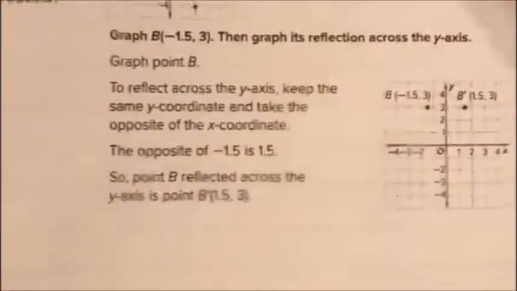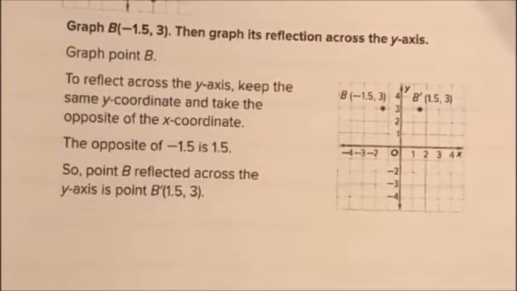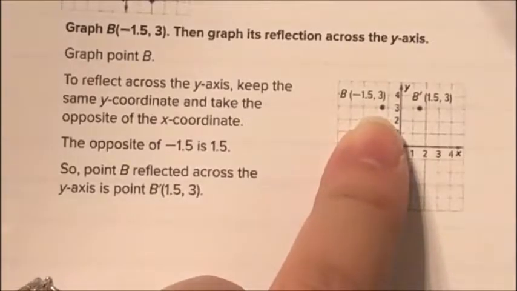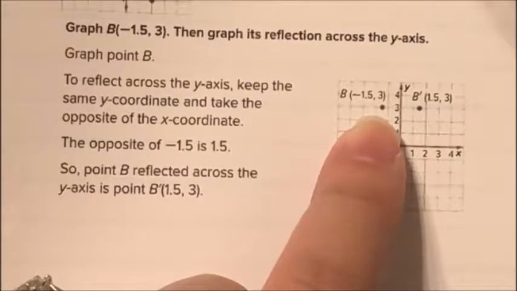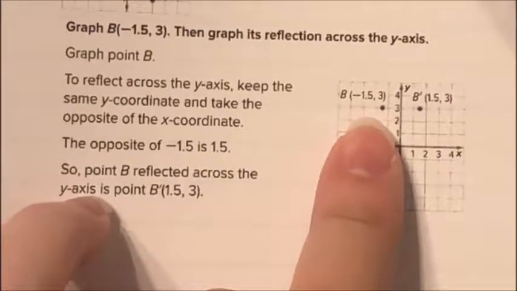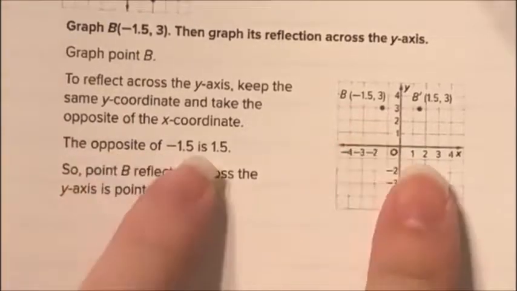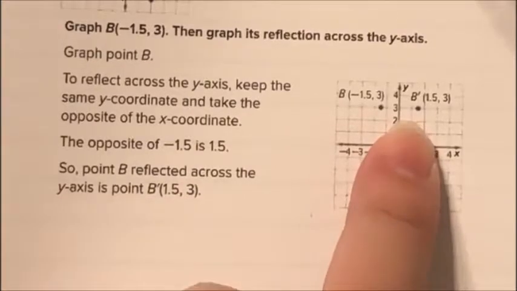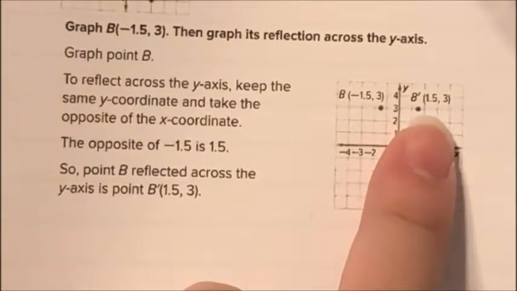My second example says graph B (-1.5, 3). Then graph its reflection across the y-axis. So (-1.5, 3) is right here. Okay. When I'm graphing across the y-axis, my y-coordinate stays the same. So it stays a 3. And my x-coordinate is the opposite. So the opposite of -1.5 is 1.5. When I graph that, I get B prime as (1.5, 3).